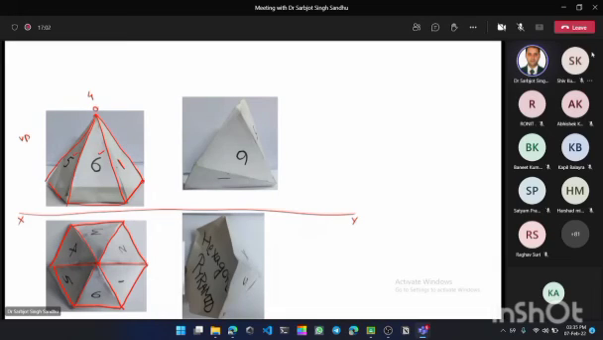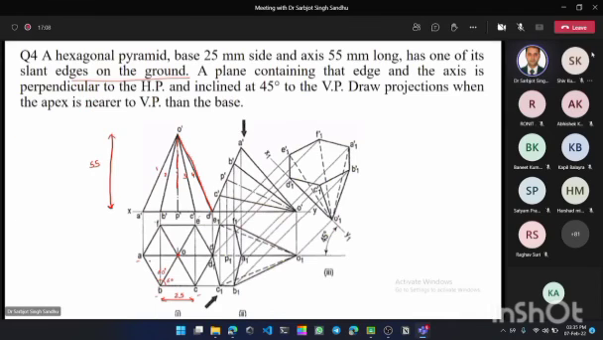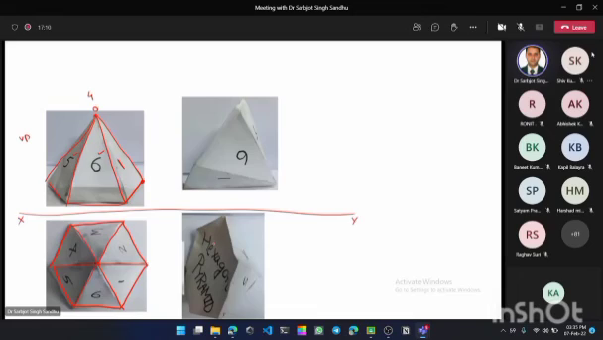O and this point. So let us suppose that this is A, B, C, D. So this is A, B, C, D, and this is E. So it is resting on one of its slant edges. Let us suppose that it is resting on OD. So this is O dash D dash, C dash. In this way, it is resting on the slant edge O dash D dash.